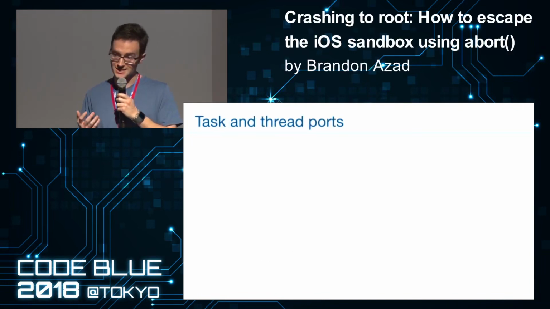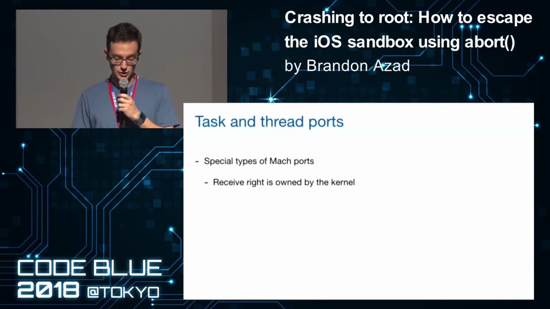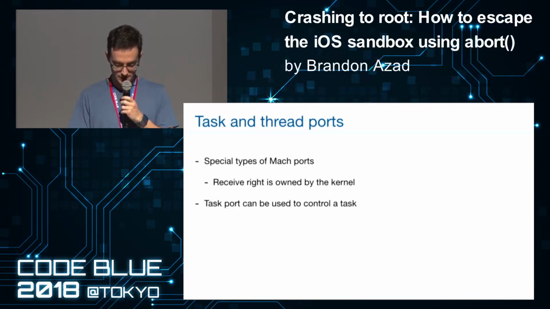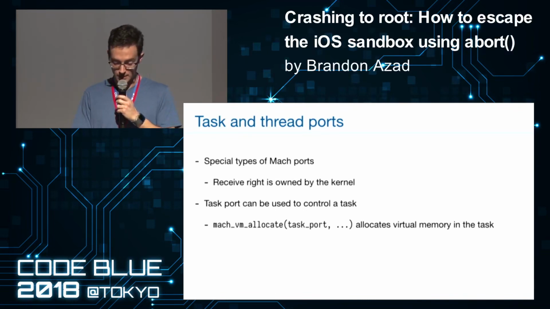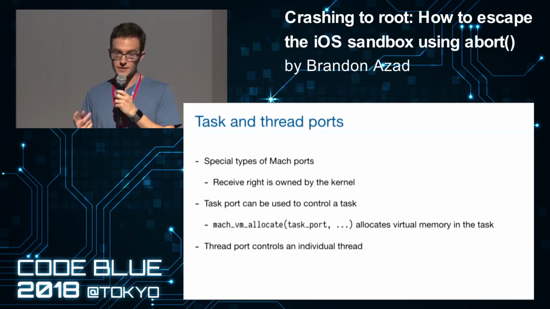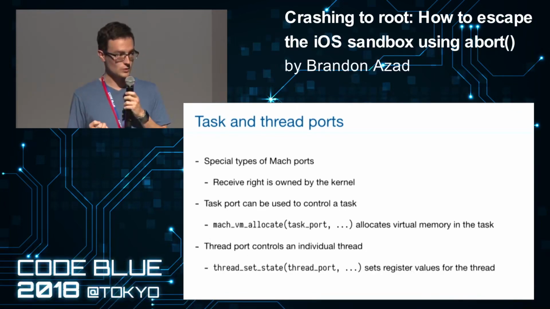All right, so in addition to the standard mach ports, there are also special mach ports in which the receive right is actually owned by the kernel itself. Chief among them are task and thread ports. A task port is a special port that can be used to control the corresponding task object. For example, calling mach_vm_allocate on a task port will cause the kernel to allocate virtual memory inside the task's address space. Similarly, thread ports allow you to control an individual thread inside a task. For example, calling thread_set_state on a thread port will set the values of the registers in that thread.